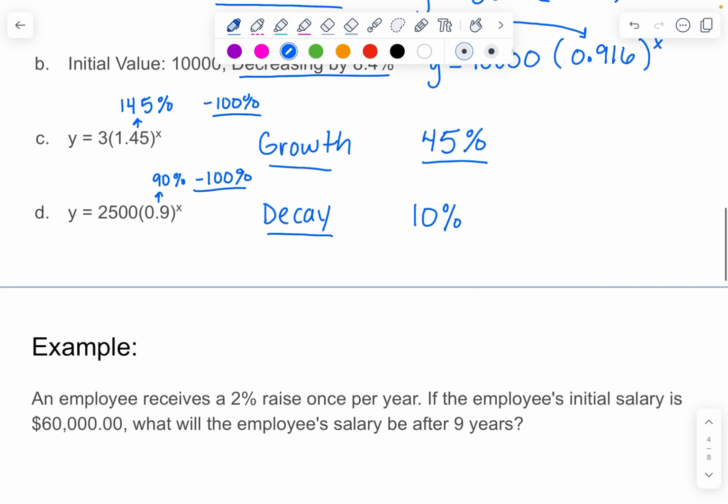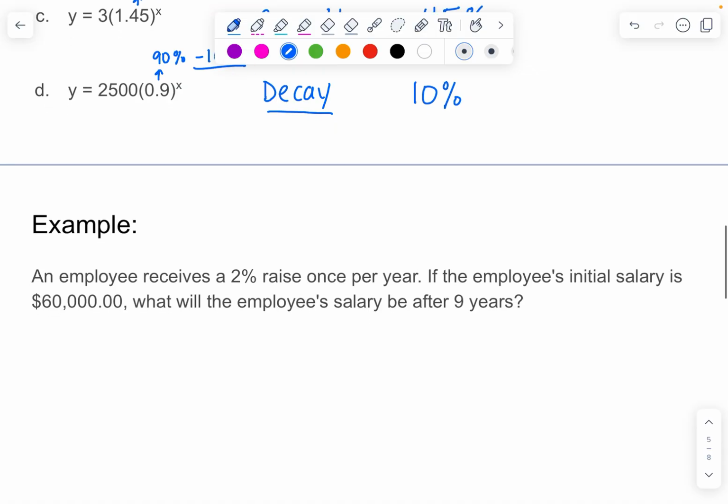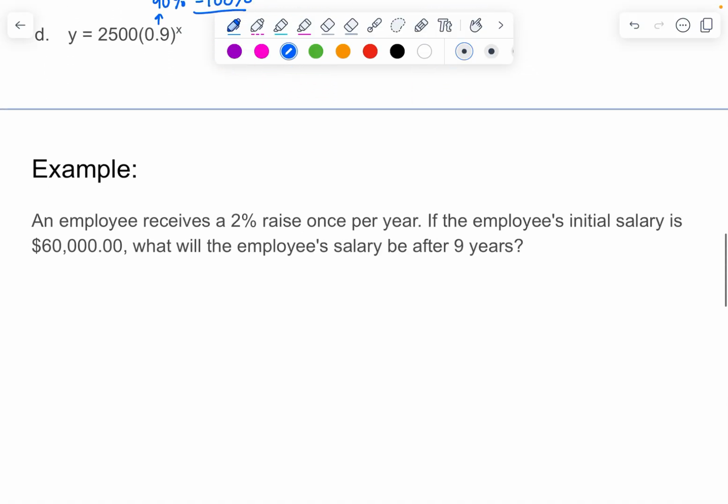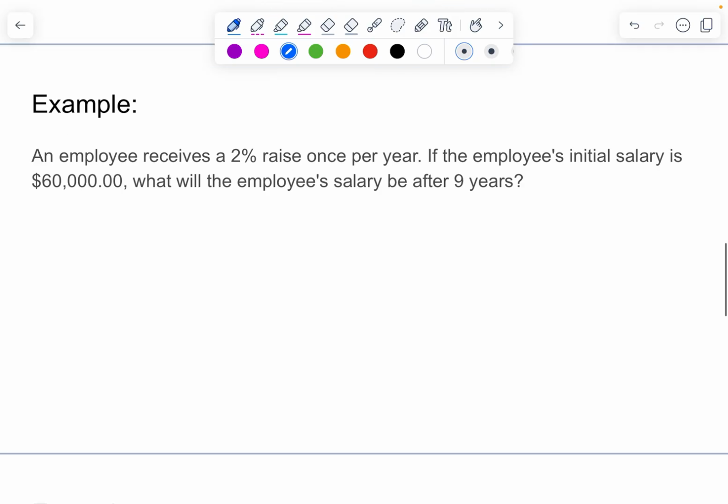So we looked at some of those kinds of problems yesterday. We also looked at some things like this where they gave us a word problem, asked us to write a function for it, and to use that function to calculate something. So if we had a situation like this, an employee receives a 2% raise once a year. So there's my percentage, and it's a raise. If their initial salary is $60,000, what will their salary be in the 9-year period of time?